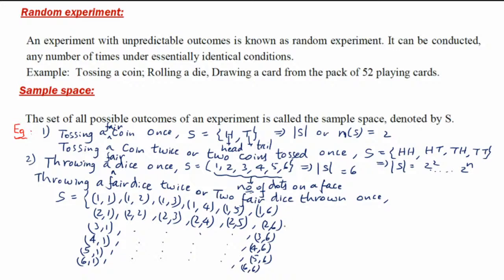So total outcomes, mod S, is equal to the number of elements in the set S, that is the sample space, 6 square, which is 36. If I throw a fair dice 10 times, the total outcomes are 6 power 10. Like that, throwing a dice n times, the total outcomes is 6 power n.